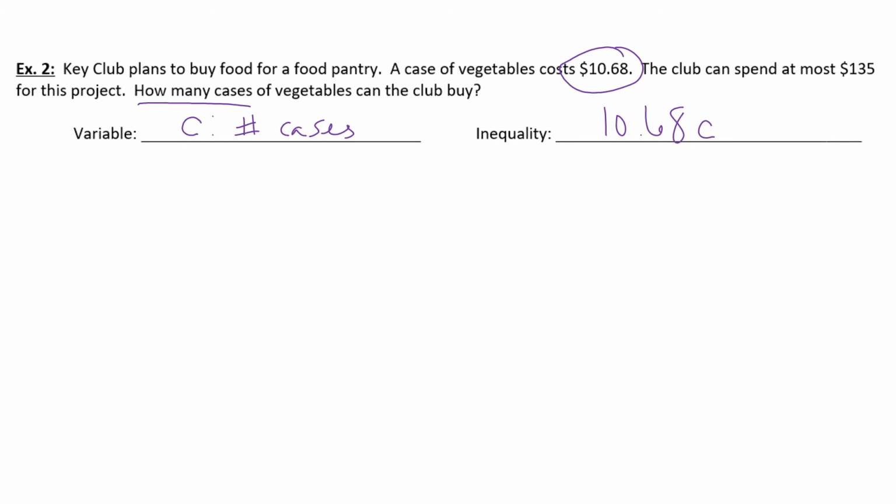So I'm going to put $10.68C, okay? And then it said they can spend at most, there's our keywords, at most $135. So I know my total is that $135. So now when I think about at most, that means that's the highest they could do. So that means it should be less than or equal to the $135. So it's equal because they could spend the $135, but that probably is not going to work out exactly with the $10.68. So it needs to be less than or equal to that.